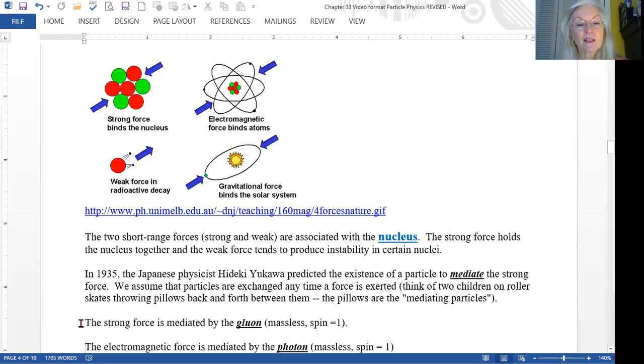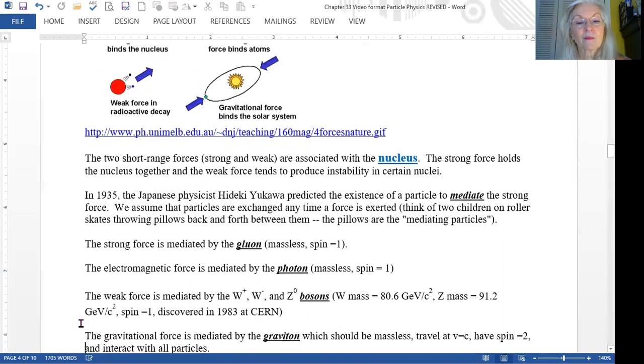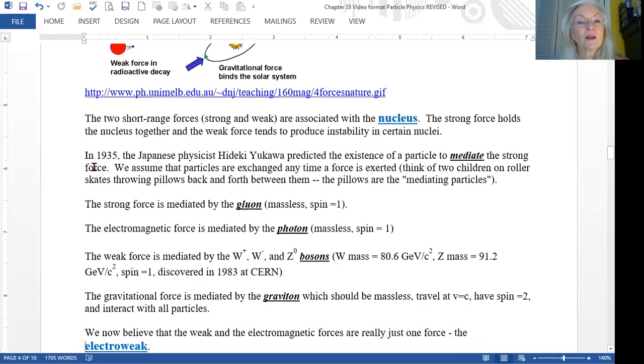So the strong force is mediated by the gluon. Gluons don't have any mass and they have a spin of 1. The electromagnetic force is mediated by photons. Photons, again, are massless and have a spin of 1. And then we've got the weak force. It's mediated by these bosons. They do have a mass.